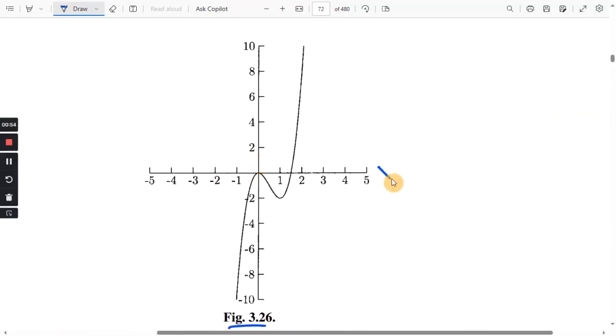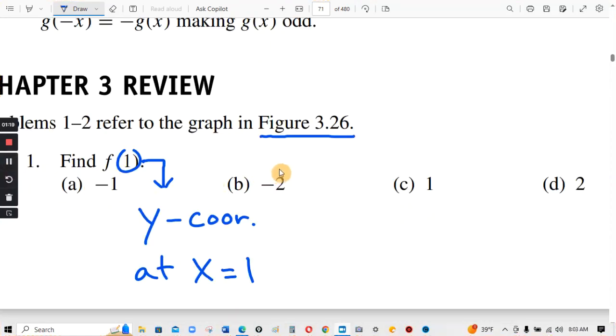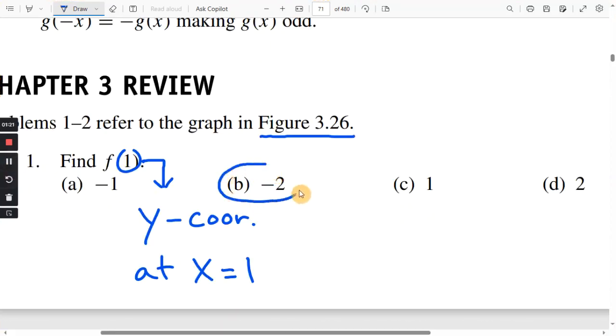This is your x-axis, and this is your y-axis. You go to x equals 1, you trace that to the graph. So the graph is right here. And then you want to find the y-coordinate on the y-axis. So that is right there at -2. Answer B, -2.